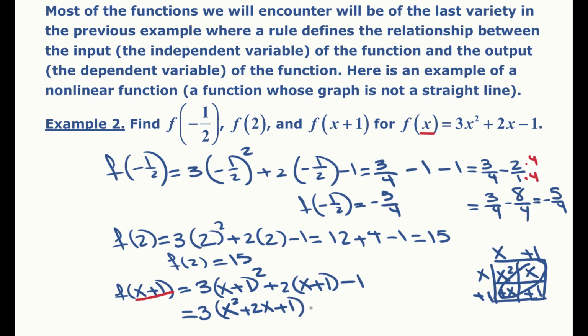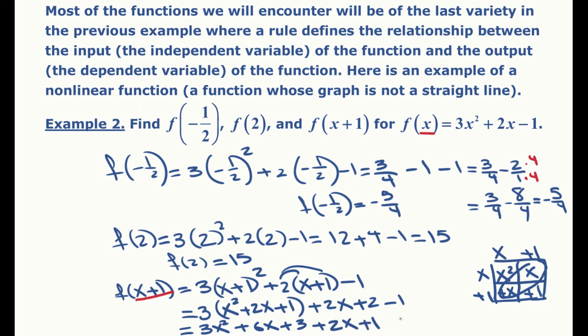And then now we're going to distribute this 2, so plus 2x plus 2, right? Distribute the 2 minus 1. Okay? So now we'll go ahead and distribute the 3 as well. So we get 3x squared plus 6x plus 3 plus 2x. Let me go ahead and combine those. That's plus 1, right? 2 minus 1 is 1.